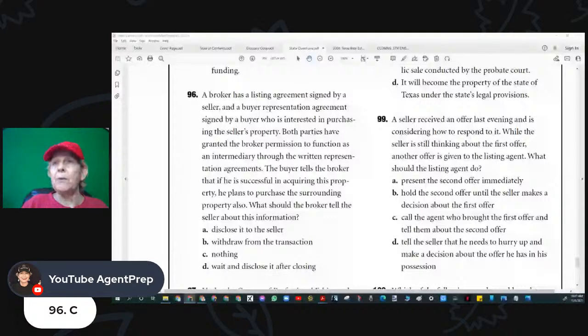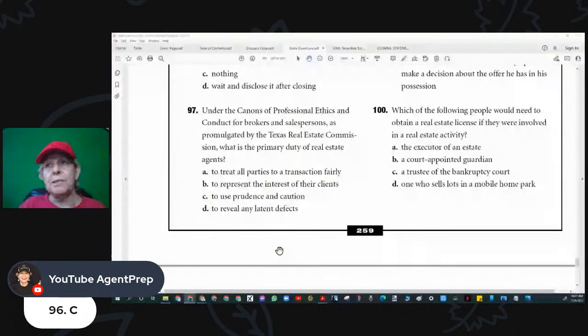All right, question 97. Under the canons of professional ethics and conduct for brokers and salespersons, as promulgated by the Texas Real Estate Commission, what is the primary duty of real estate agents? Okay, so we are realtors. What is our number one duty? A, to treat all parties to a transaction fairly. B, to represent the interest of their clients. C, to use prudence and caution. And D, to reveal any latent defects.